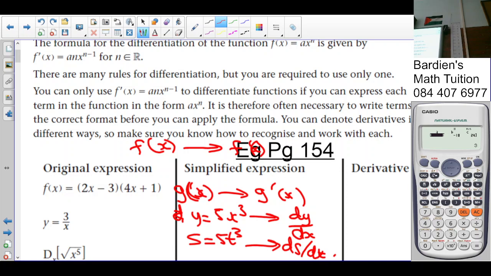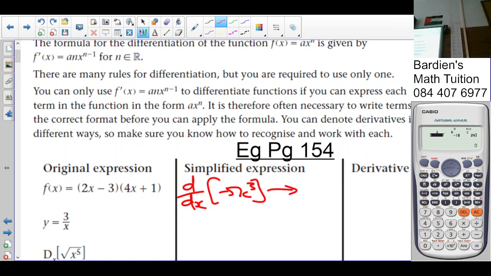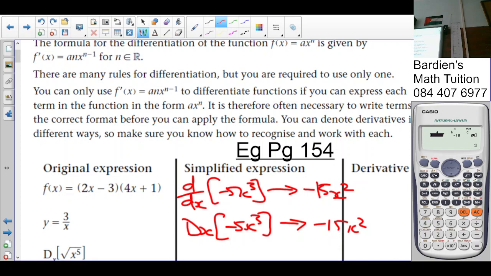Another way they write it: the derivative of negative 5x cubed. Here's the derivative with respect to x, so how do I show the change? It's simply negative 15x squared. I just drop the derivative. Can you see that, people? Another way they do it is d over dx of negative 5x cubed. That simply becomes, you drop the d, negative 15x squared. And there we go.